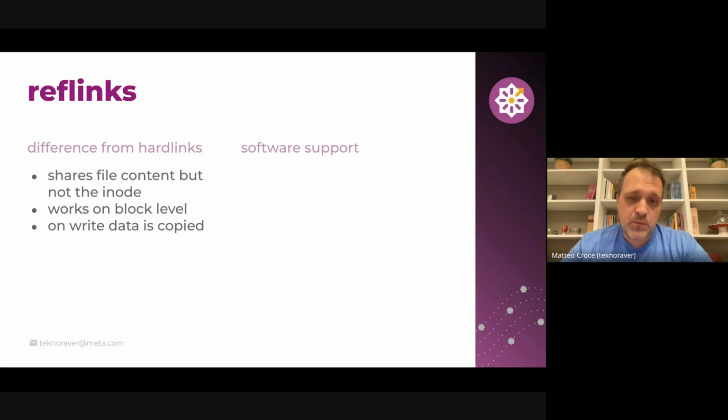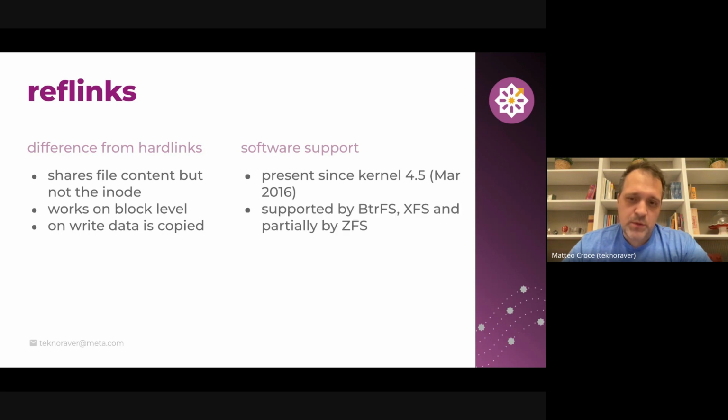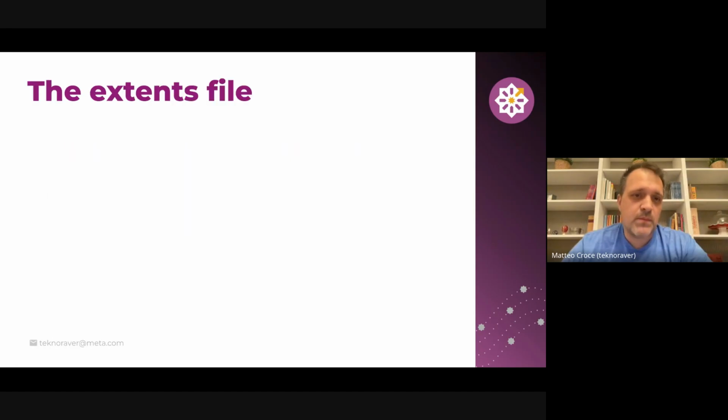The software support of reflink is good because it is present in the kernel for something like 9 years. It's supported by Btrfs and XFS, which are our file systems for Fedora and CentOS, and partially by ZFS, but not very well tested yet. And it's provided by a simple ioctl, FICLONERANGE, so it's even simpler to use.